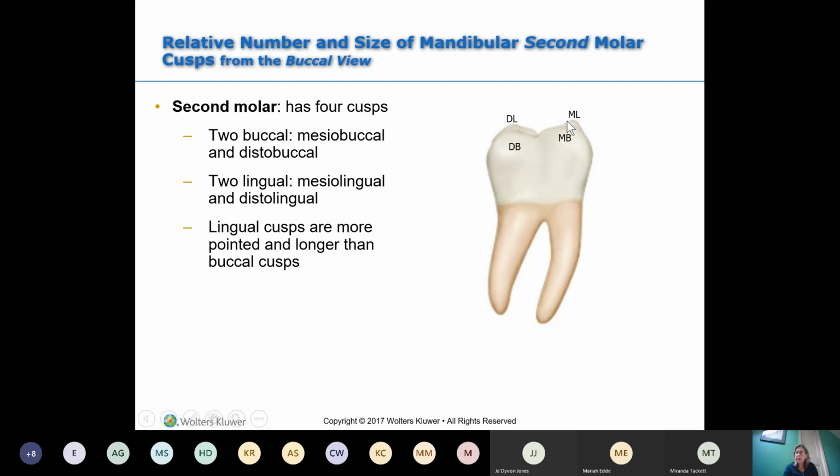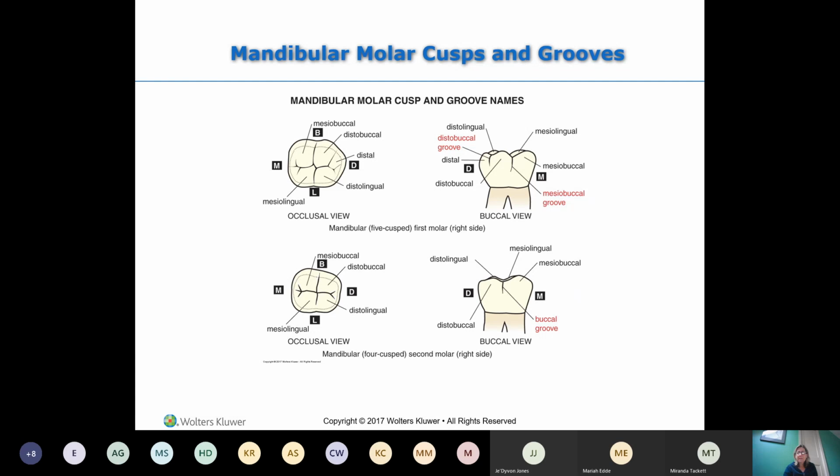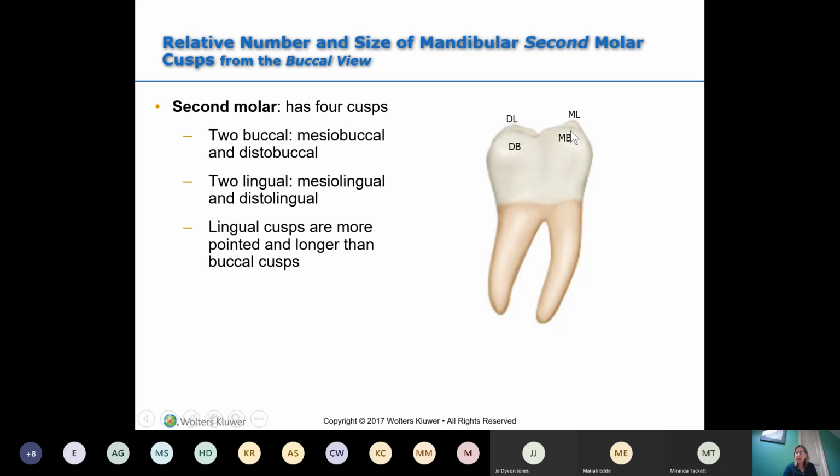The mesial buccal cusp and the distal buccal cusp, of course, are on the buccal side. The mesial lingual and the distal lingual are on the lingual side. And the lingual ones are longer. Does that make sense? Okay. So now if you were to take this tooth and flip it around so that you're looking from the lingual, you wouldn't see the buccal cusps because they're shorter and the lingual cusps would be blocking the smaller buccal cusps.